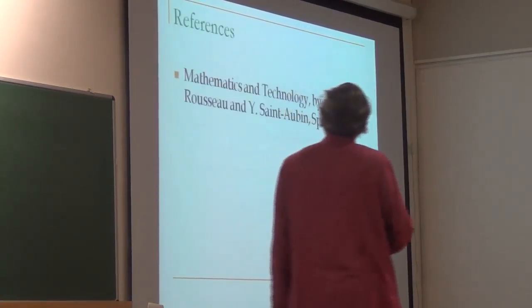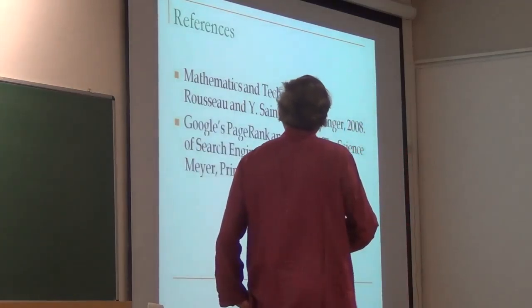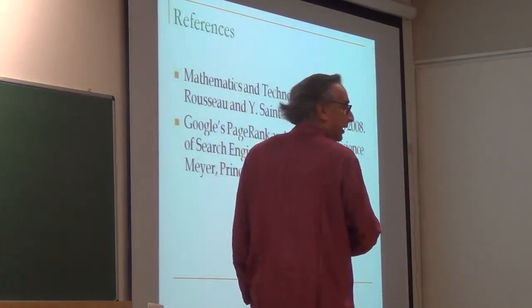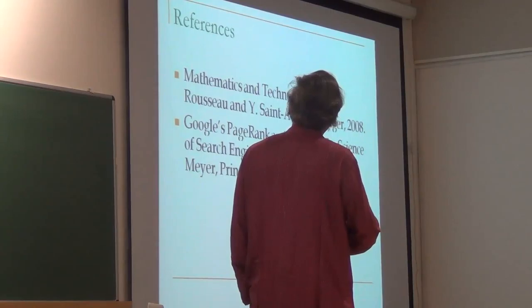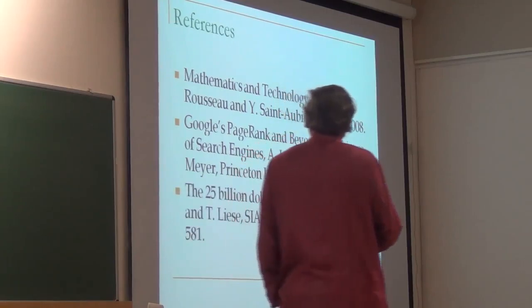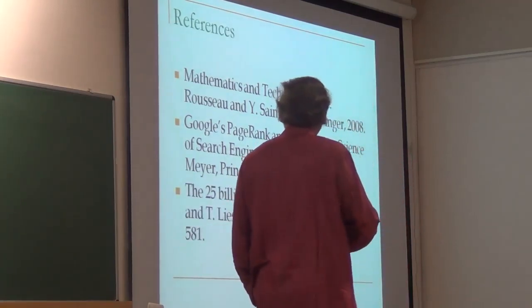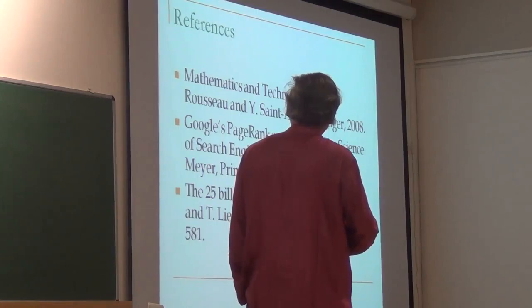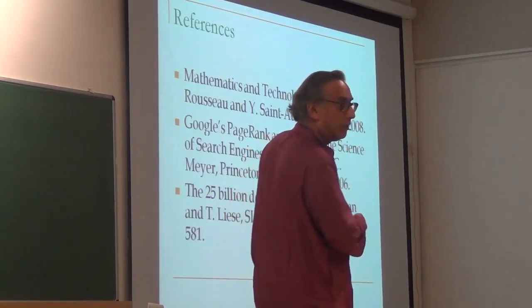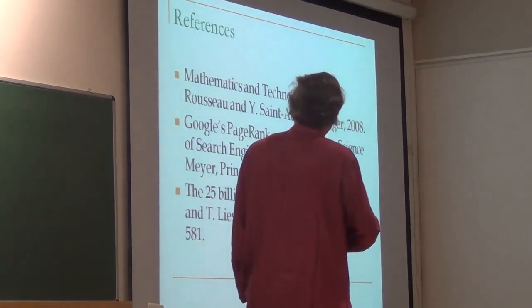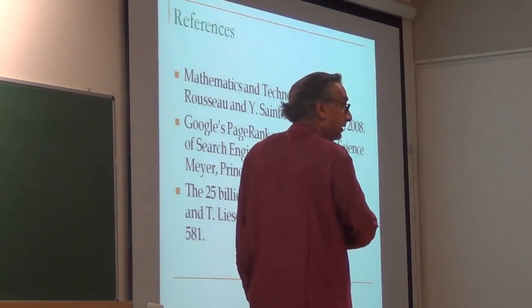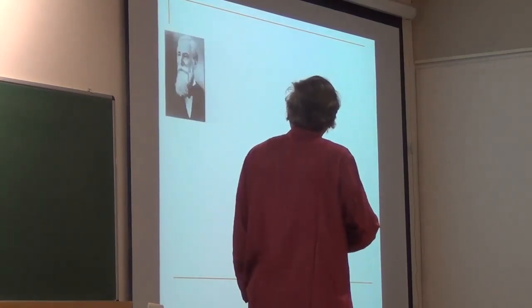So here are some good references. Mathematics and technology, which I would recommend you read, as there are some nice books on Google search engines. The $25 billion eigenvector article that I talked about appeared in SIAM Review in 2006. So these are all things that undergraduates in the room can certainly understand and read.